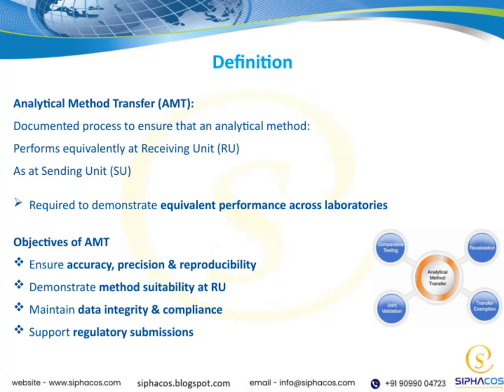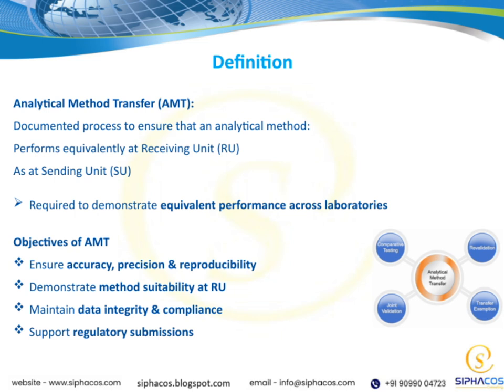Let's take a moment to understand what analytical method transfer, or AMT, actually is. It's a documented process designed to ensure that when we transfer an analytical method from one location to another, specifically from the sending unit to the receiving unit, it performs equally well. The goal here is to make sure the method works just as effectively at the new site as it did originally. This is crucial because it helps us demonstrate that different laboratories can produce consistent and reliable results.